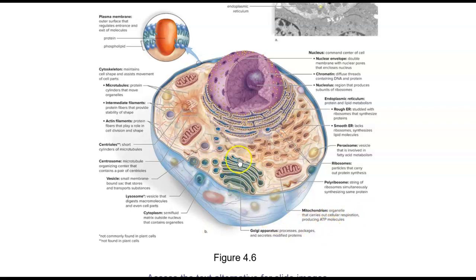The Golgi apparatus looks like stacks of pita bread or stacks of pancakes, whatever you want to say, but the definition here is good. Golgi apparatus processes, packages, and secretes modified proteins. So if you notice at the end of these stacks, there'll be these rounded ends on the very, very ends of the Golgi.